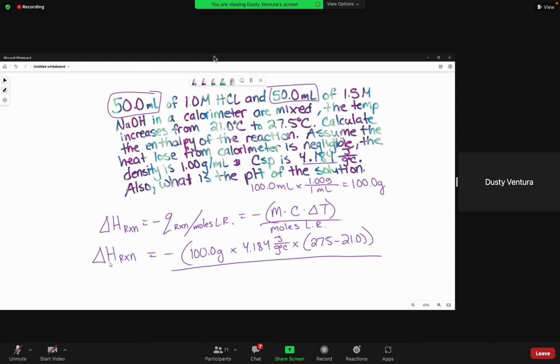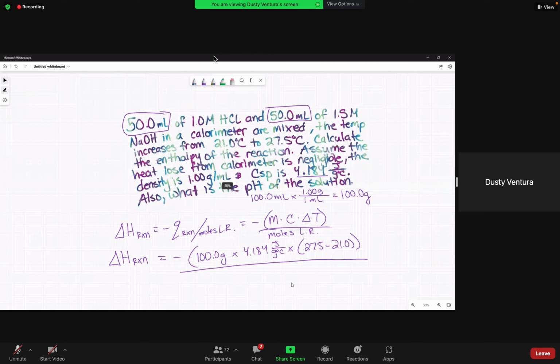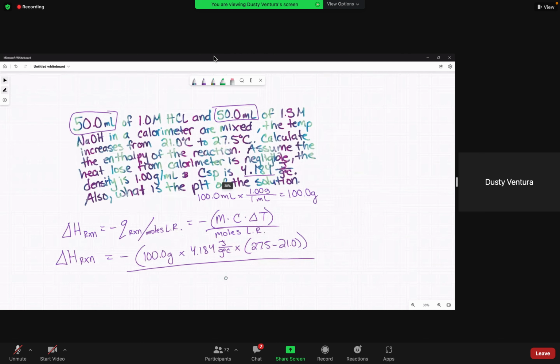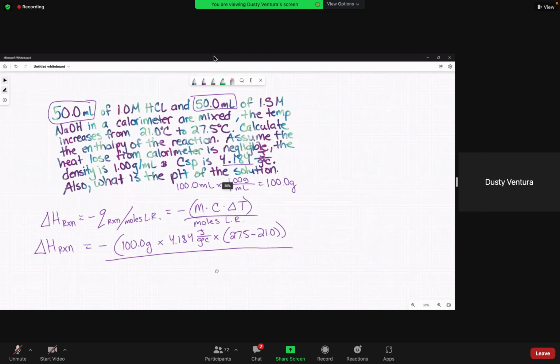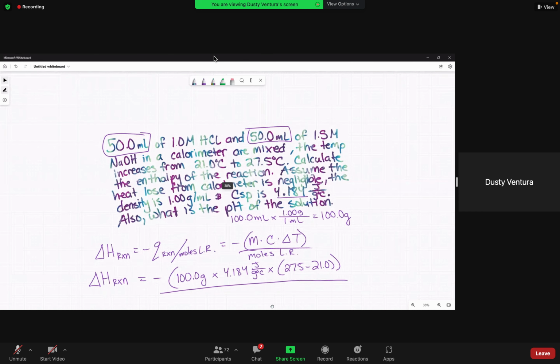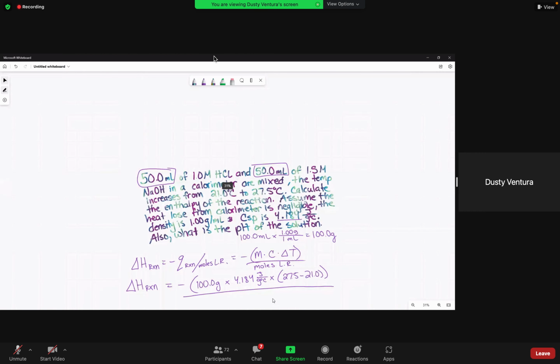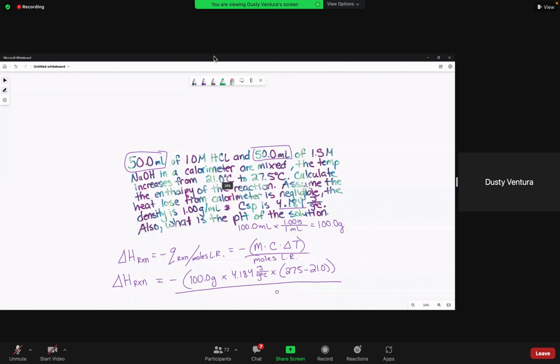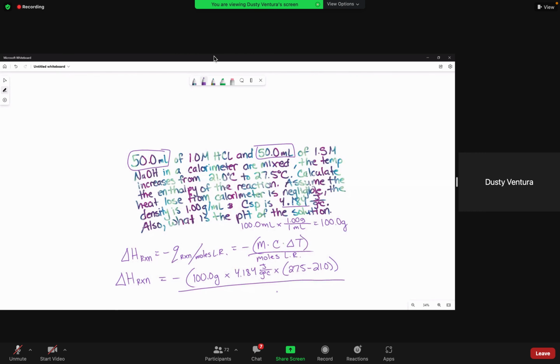Now we're going to switch it over to the equation and figure out what my limiting reagent is. So step one, we need a balanced chemical equation. HCl plus NaOH makes sodium chloride and water.